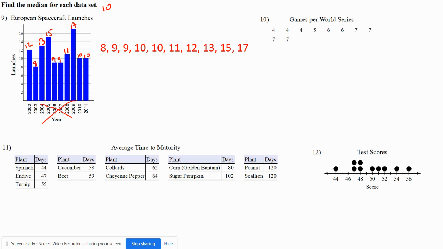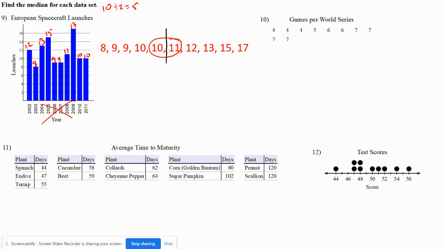There's 10 of them. 10 is an even number. 10 divided by 2 is 5. So let me draw a line such that I have 5 numbers on each side of my line. If my line happened to go through a number, I will say that's the median. Now in this case, it doesn't. It goes in between the numbers 10 and 11.